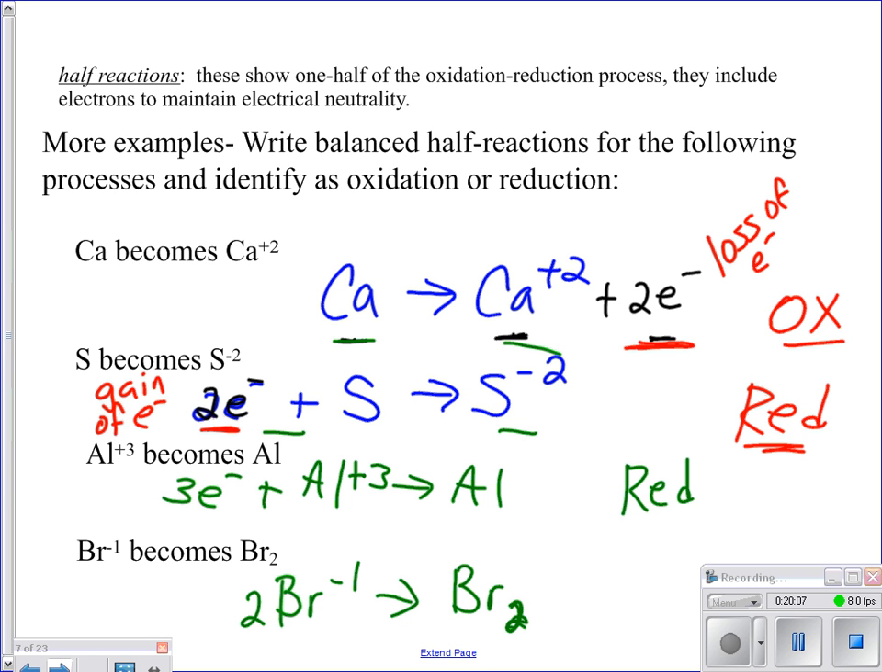We really talk a lot more about balancing tomorrow, but finishing up with this, in order to get this balanced, you've got a -2 on the left, a 0 on the right. So we have to add 2 electrons to the right-hand side. And in this case, this happens to be oxidation.